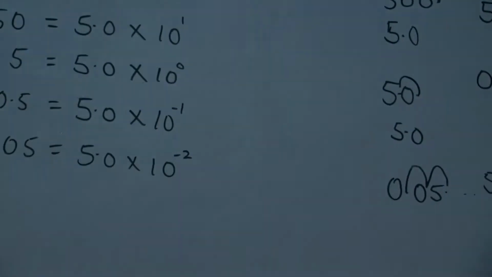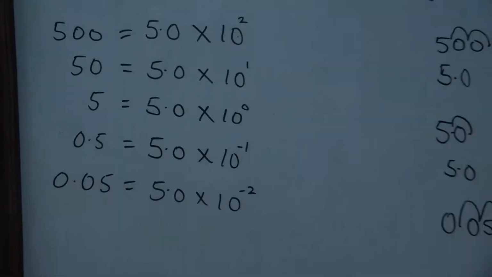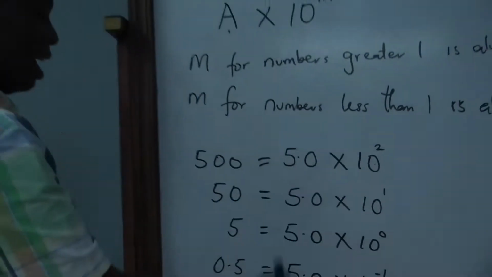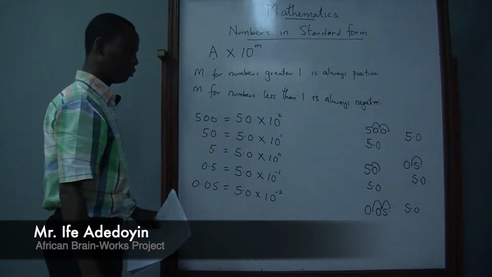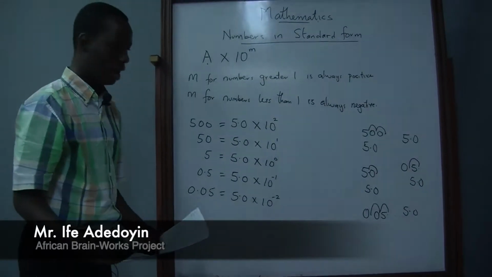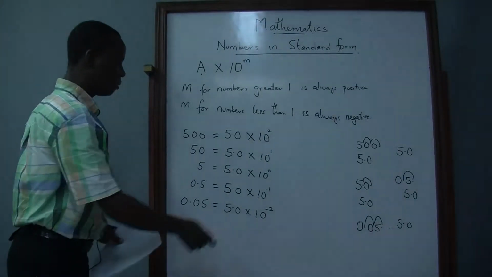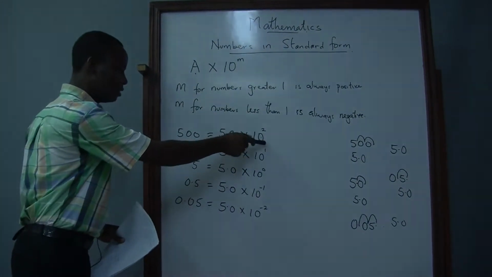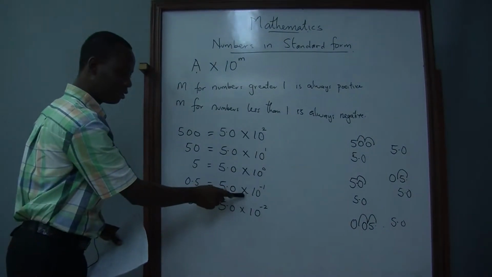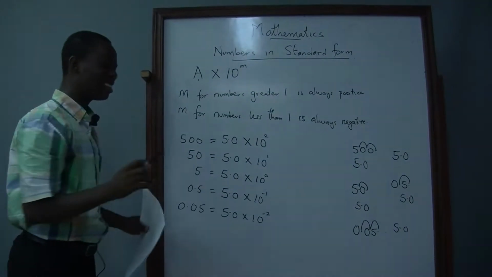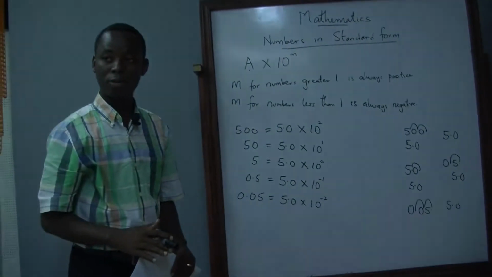For this, we see from 5, 0.5, 0.05, they all have the same A, just 5.0, 5.0, 5.0 all through. But then the distinguishing factor here is the power of 10 that we have here. The power of 10 is the one telling us that this is not the same thing as this. That's the only difference that we have in all of them, and that is what is distinguishing the numbers for us.